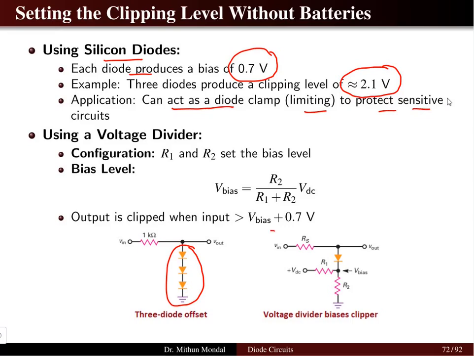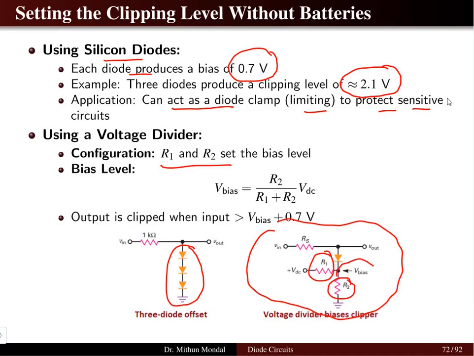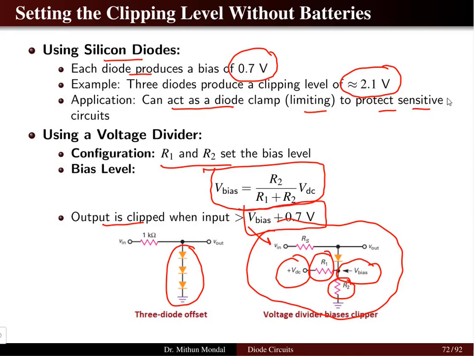Now here you can see in this circuit we are using a voltage divider. There are 2 resistances, R1 and R2. This is giving you a bias voltage in accordance with the voltage division rule. We are getting R2 by R1 plus R2 times the DC voltage supply we are giving. The output will be clipped when the input voltage is greater than the bias voltage plus 0.7 volt. The 0.7 volt again comes from the threshold voltage, and the bias voltage we compute by the voltage division rule.